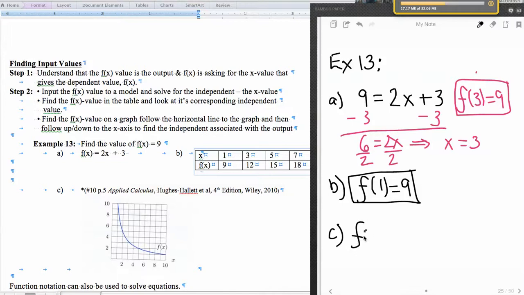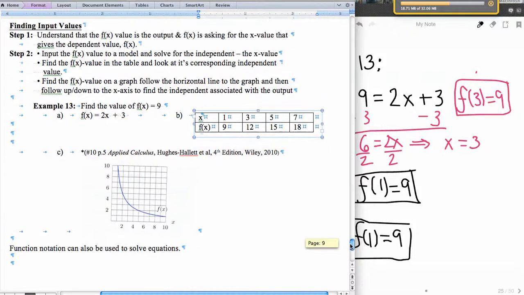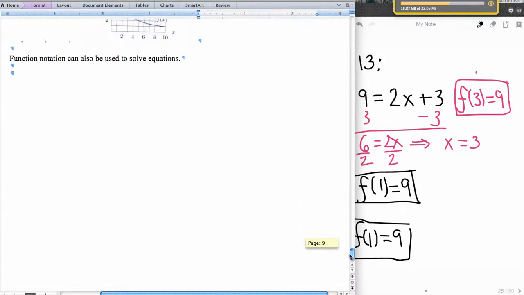Now, it's just a happy coincidence there that B and C are exactly the same. There's nothing related to those, though. Remember, this one I had to go to the y-axis. I had to find the 9, come to the graph, and go down vertically to what the x was equal to. All right, now, function notation can also be used to solve equations.